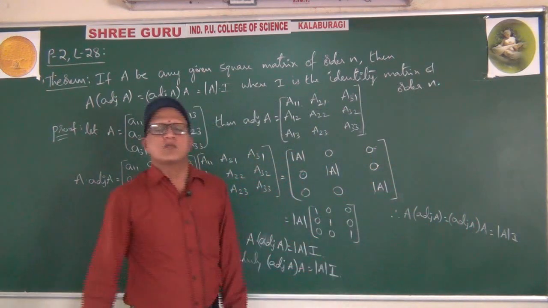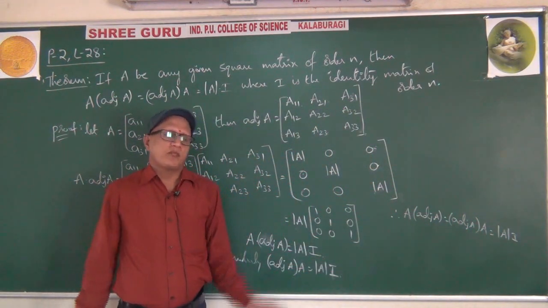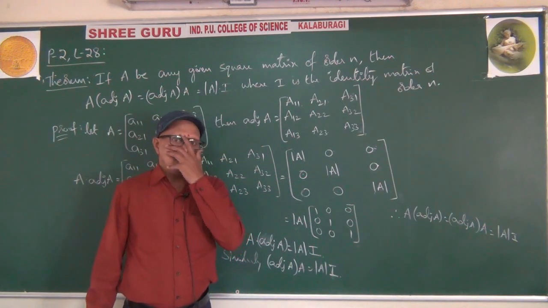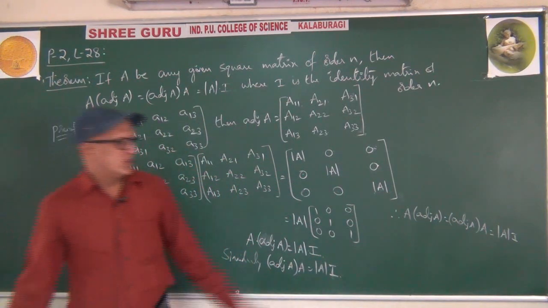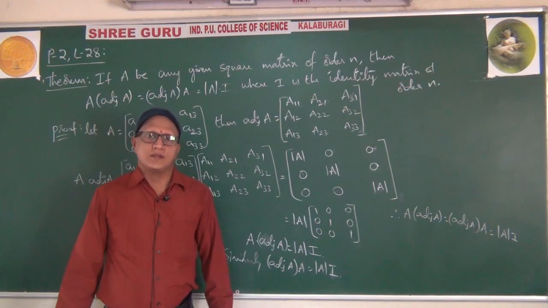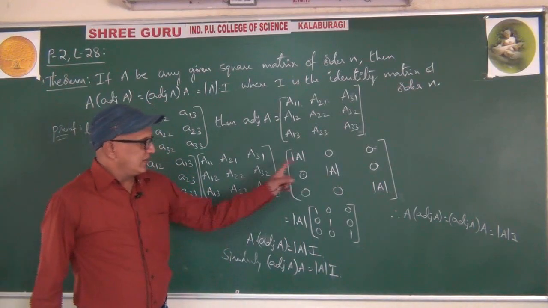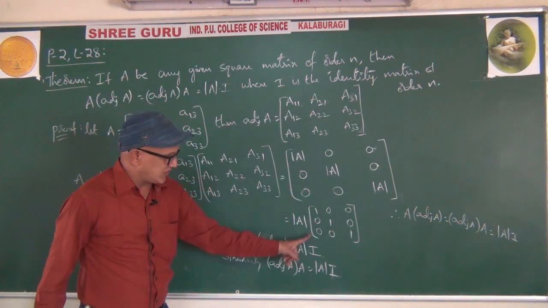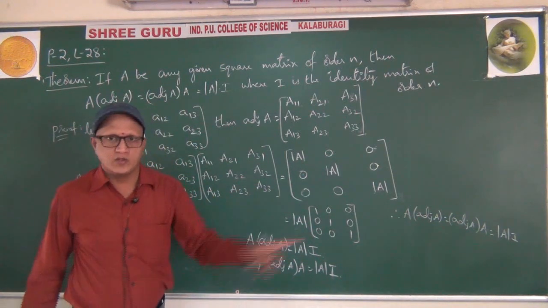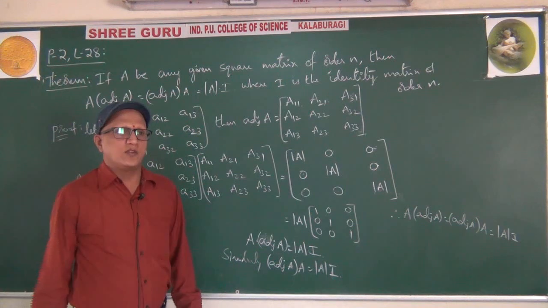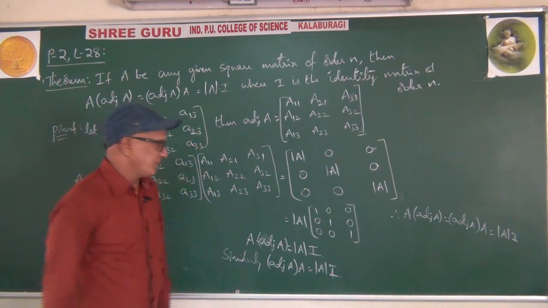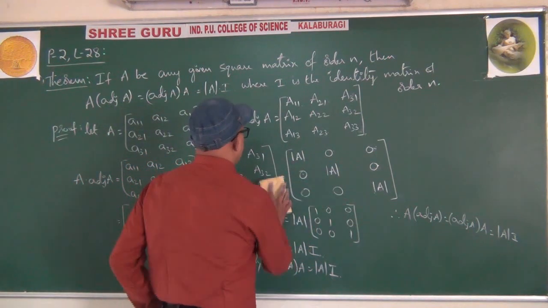Remember, this is a CET formula also. A into adjoint A equals adjoint A into A equals determinant of A into I. That is a CET formula also. Right? Remember these two steps. For the next theorem it will be helpful, so as not to confuse. I will keep these two as they are.